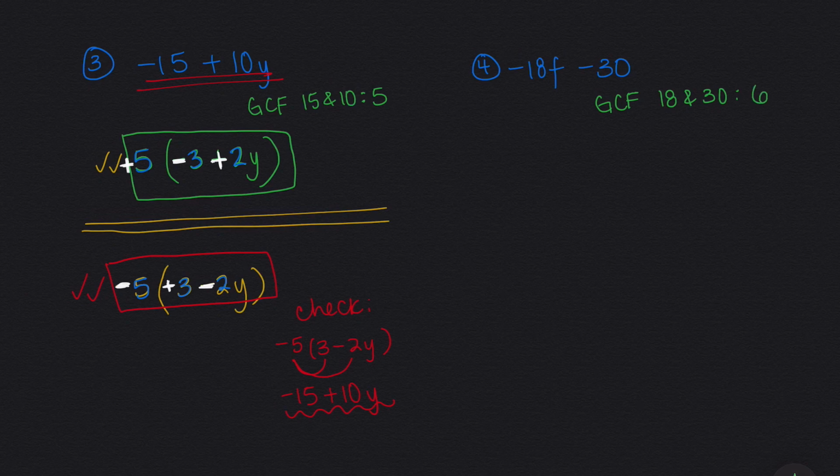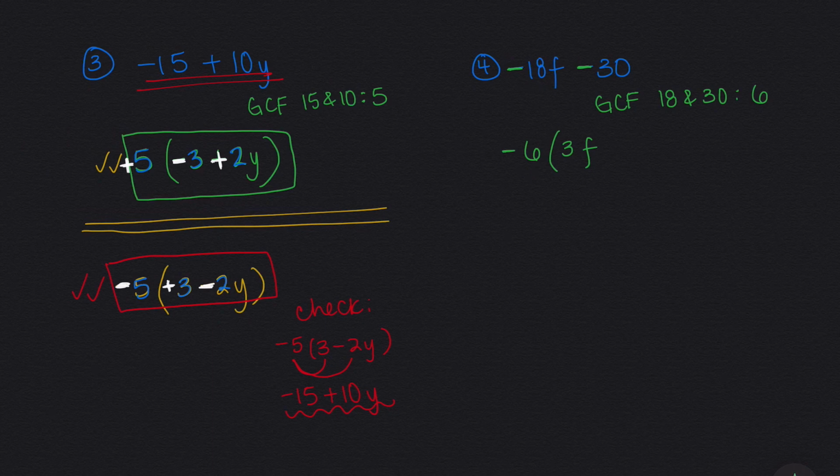Now if we look at our expression here, both terms are negative. So what we'll do is that instead of pulling out a lonely 6 to the front as the greatest common factor, we'll pull out a negative 6, and that'll make our answer look a little neater. So we write down negative 6, open up a parentheses, and then we ask ourselves, negative 6 times what is negative 18f? That would be a positive 3f. Remember, a negative times a positive will give you a negative, which is what we want.